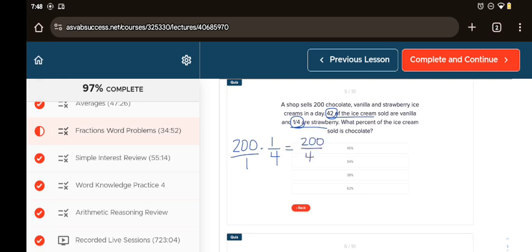200 times 1 is 200, 1 times 4 is 4, and 200 divided by 4 gives me 50. You can do this to solve that, okay? But eventually you'll get 50. So now we have 42 plus 50. This is vanilla, this is strawberry. That gives us 92 ice creams.